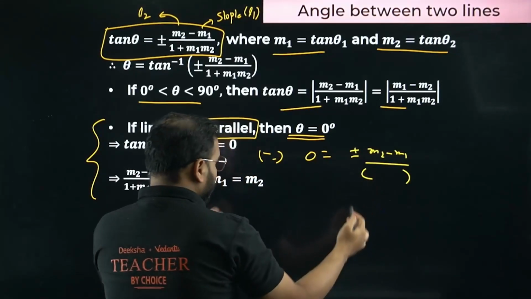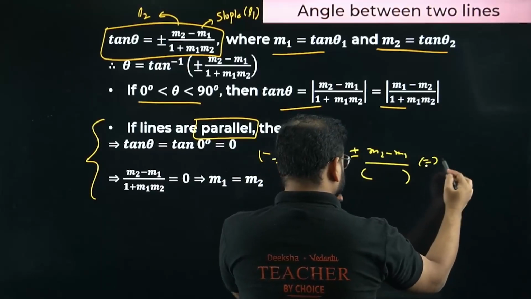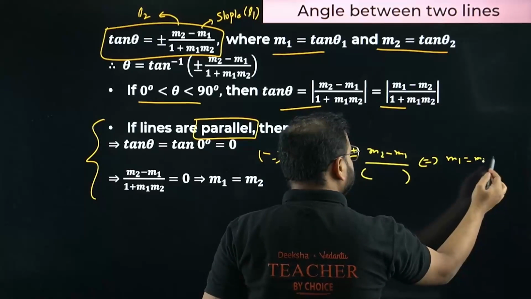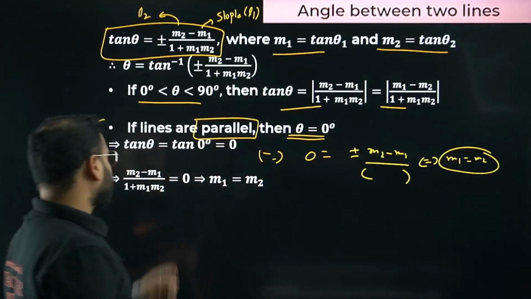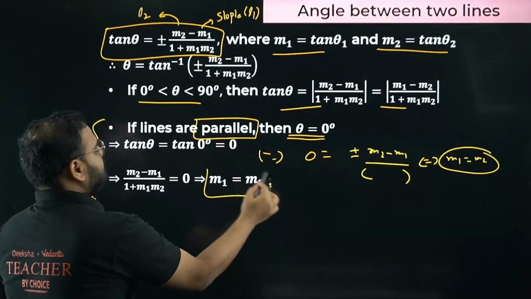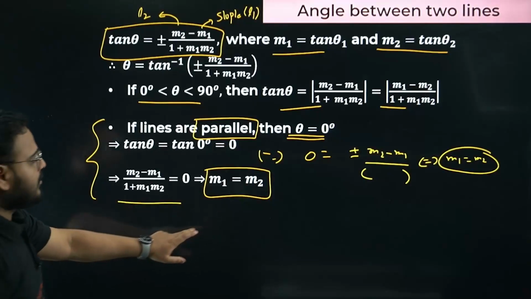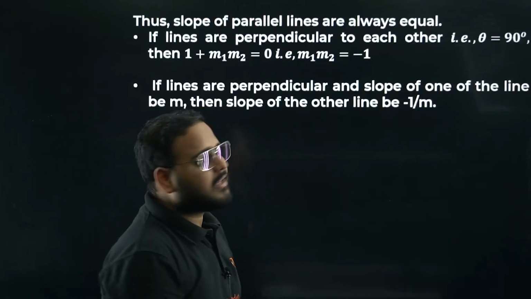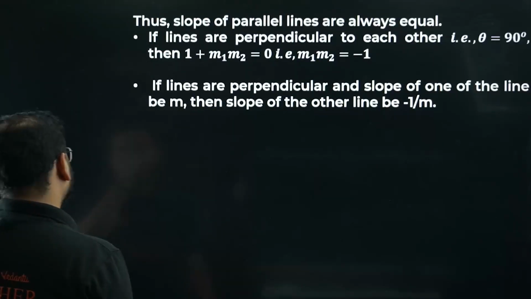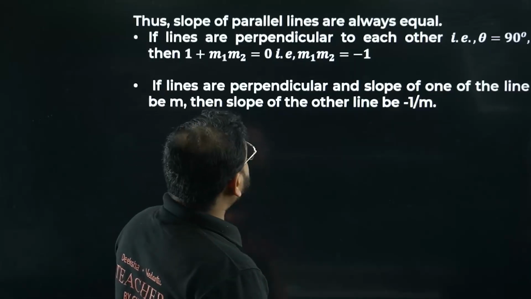Right? So from here you get M1 equals M2. M1 equals M2. Please check. For parallel lines, the slopes will be equal. That's what I was saying. Now in the case of perpendicular lines, the slopes of parallel lines are always equal.